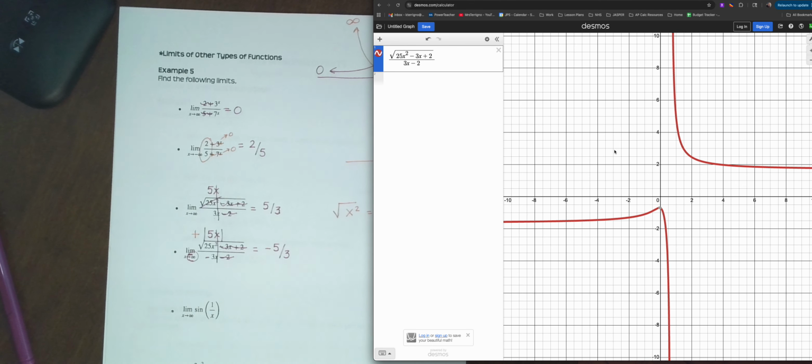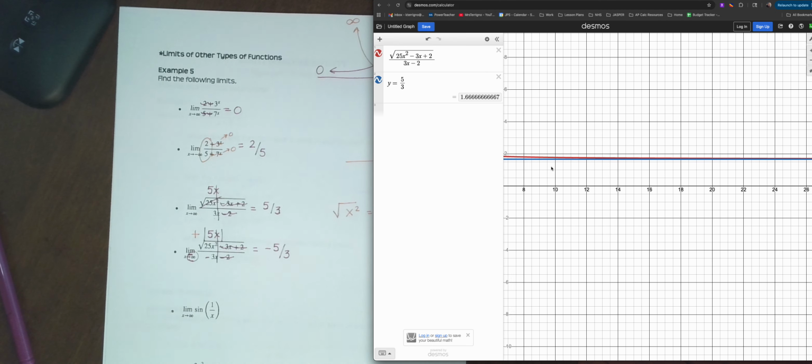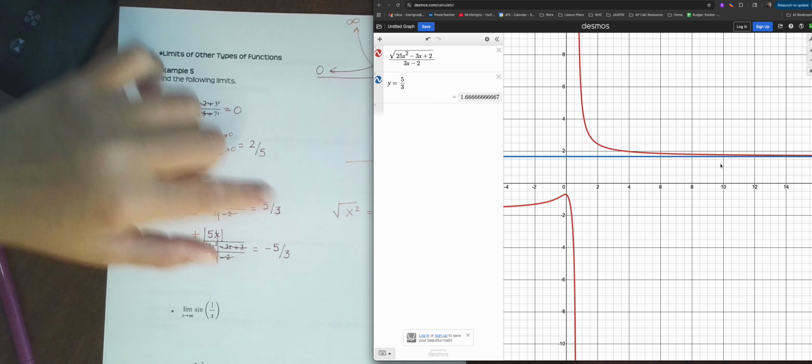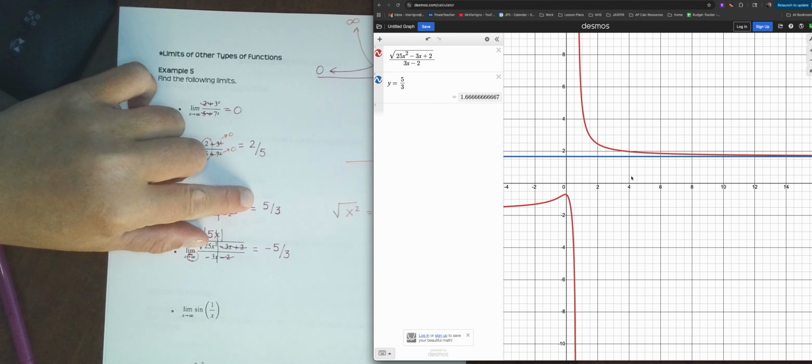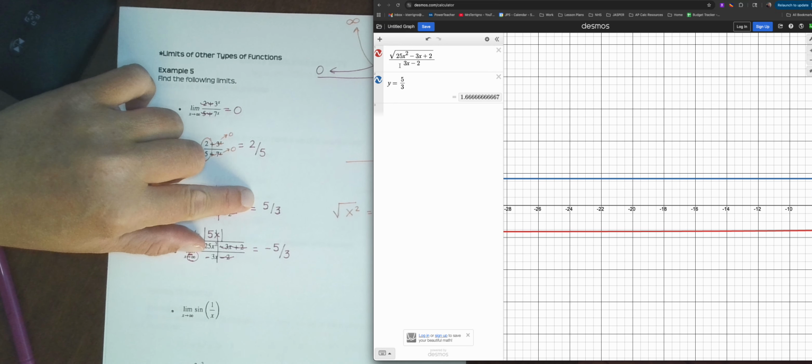Reset my window. Okay, so over here to the right side, let's put in the line y equals 5/3. And you can see that sure enough, that blue line is an asymptote, right? The right side of this graph is approaching 5 over 3. The left side of this graph is approaching negative 5 over 3.